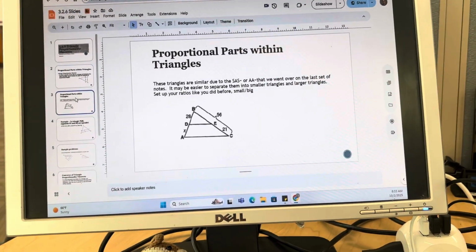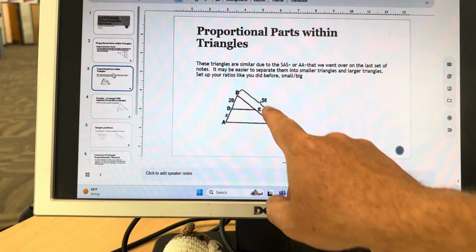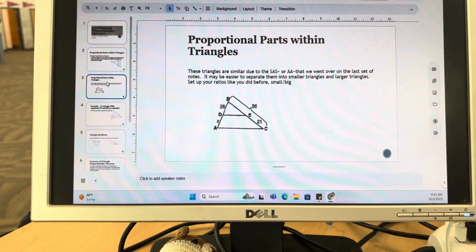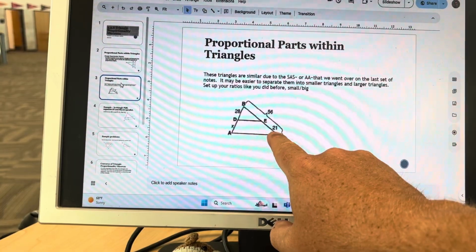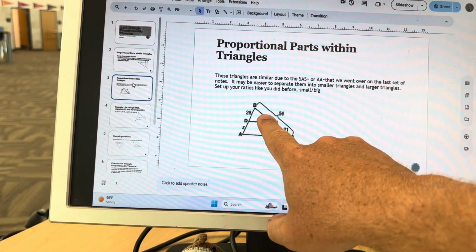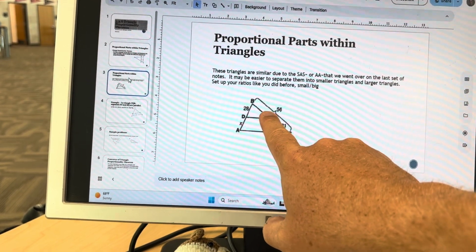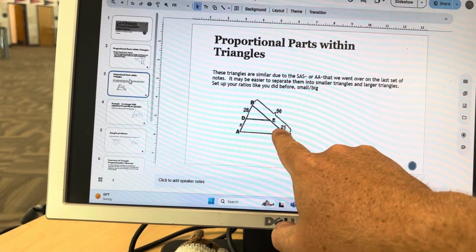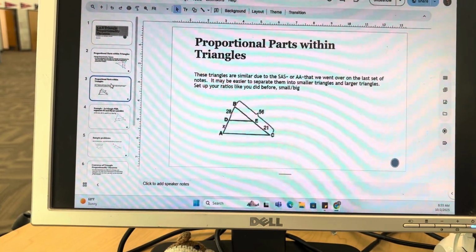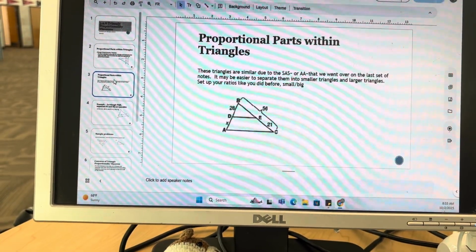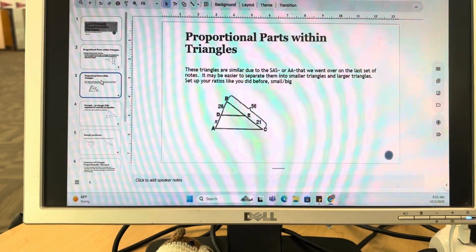So if we're looking at something like this, where we have 28 and X on this side and 56 and 21 on this side, we can actually say 56 minus 21 is going to give us 35. So we have 28 to 35 here. So that's 4/5, right? So X is going to be 4/5 of 21. So 21 divided by 5 is going to be 4.2, and we multiply that by 4, we got 16.8. X would be 16.8.